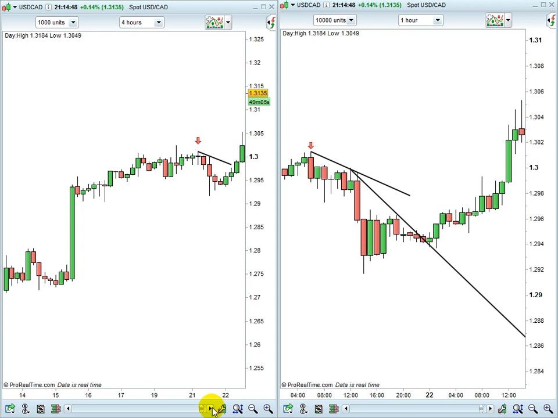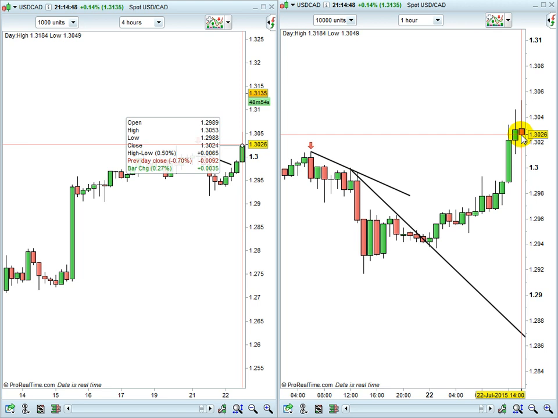Whereas if we drill down from there to the hourly chart, we were able to see a secondary trend line, and once price broke up and through that corrective move, it was highly indicative of a trend reversal back up again.